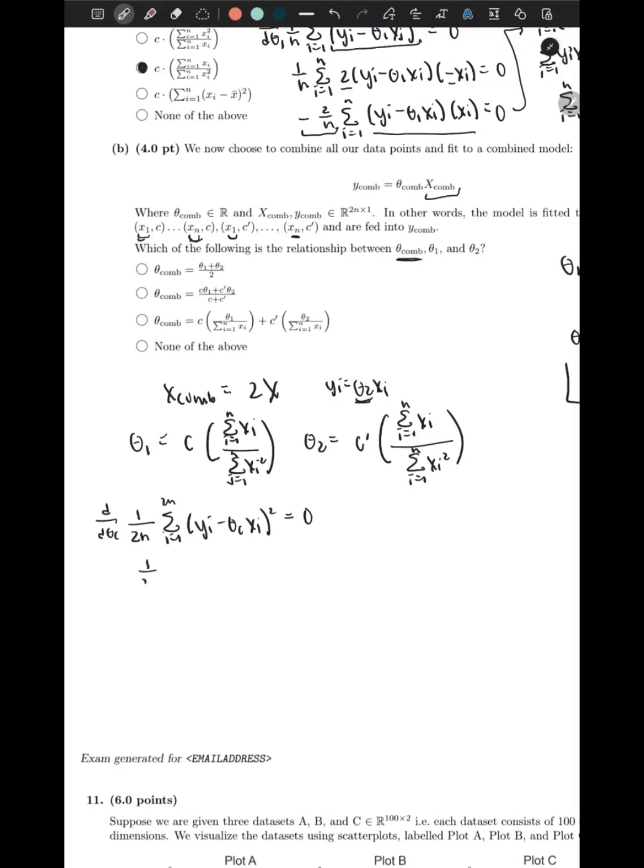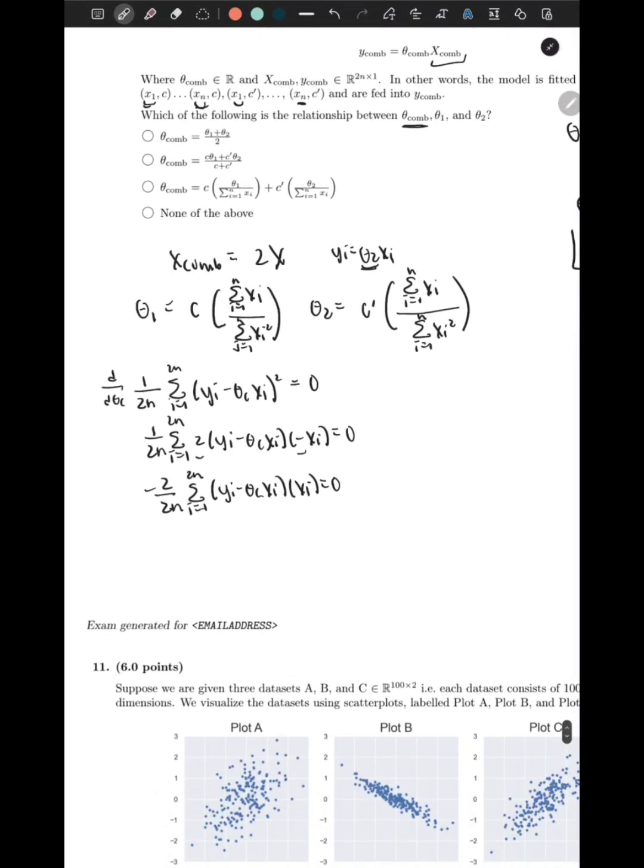So same as before, we're going to take the derivative of whatever's inside the summation. So this becomes 2 times (yi minus theta c xi) times the negative xi. I'm going to pull out the 2 and the negative, so we get negative 2 over 2n, summation i equals 1 to 2n of (yi minus theta c xi) times xi, is equal to 0. Divide both sides by negative 2 over 2n, and that'll just cancel it out.